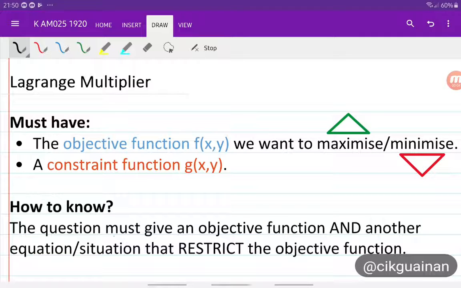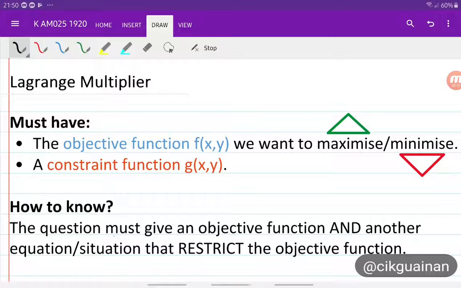In this video, I would like to share with you about Lagrange multiplier. This is the last part of partial differentiation. This is also a tool that we can use to maximize or minimize stuff. Usually we've learned before in SOPDIT, we can maximize the profit and we can minimize cost, for example.